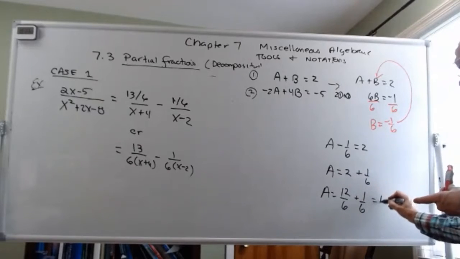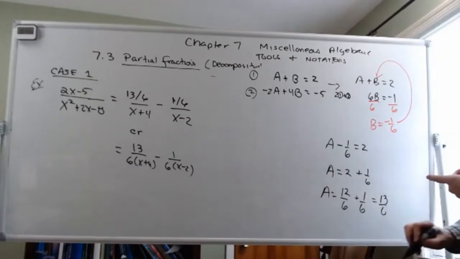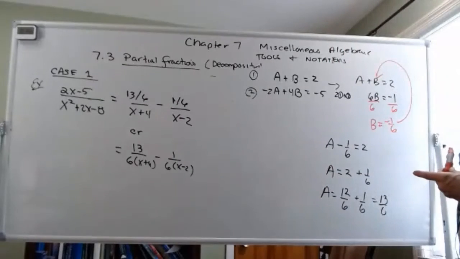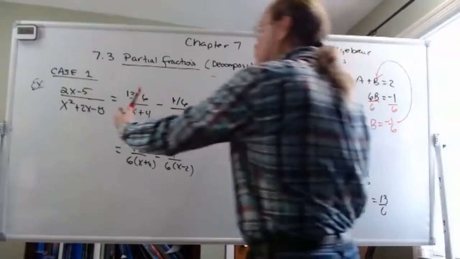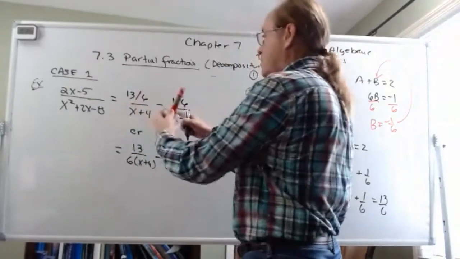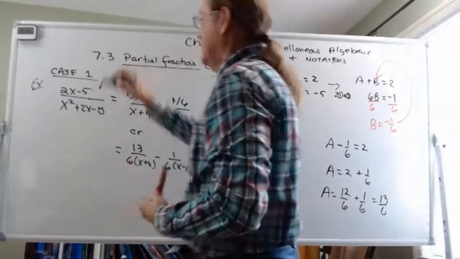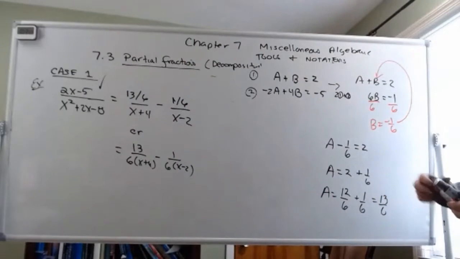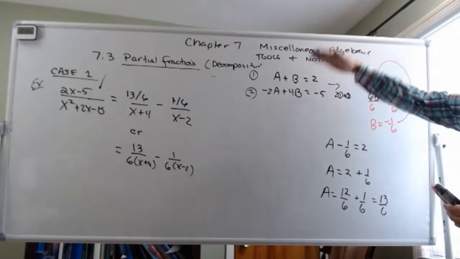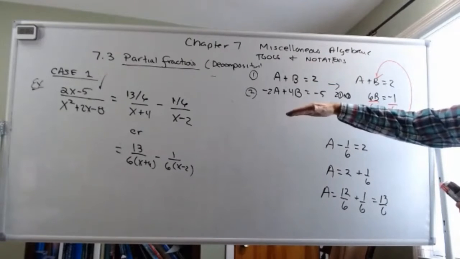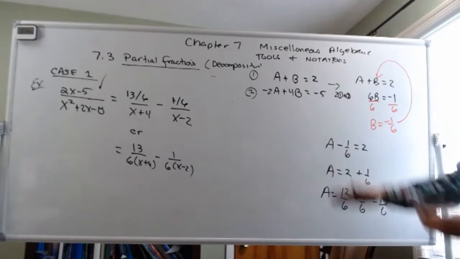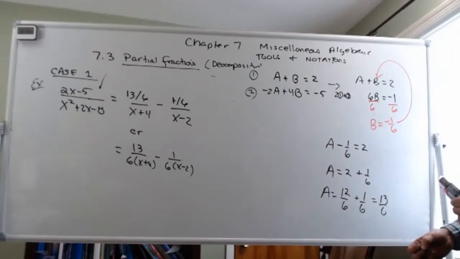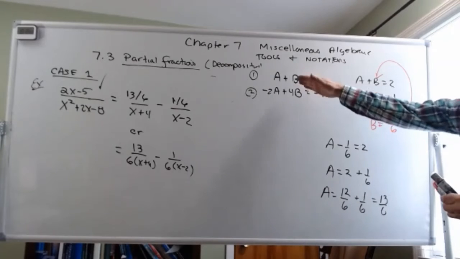Well, 12/6 plus 1/6 is 13/6. So there's my A, and there's my B. Now, if I were to combine these two together with those coefficients, I would get that back. And you can verify that and show that. This is a complicated thing. It involves solving a system of equations. So that's what we did in chapter 6. Chapter 7, we're going to utilize that skill. You'll have this all the time.